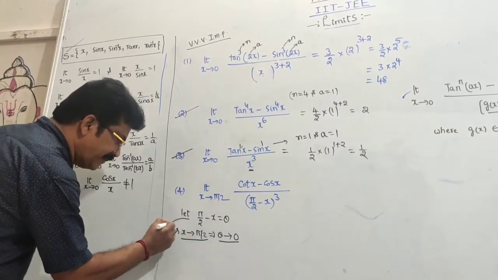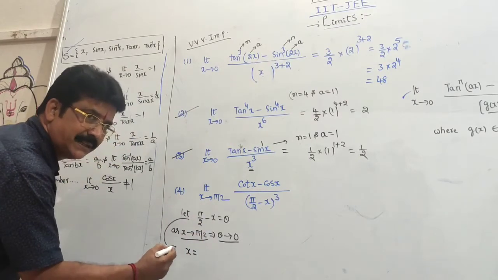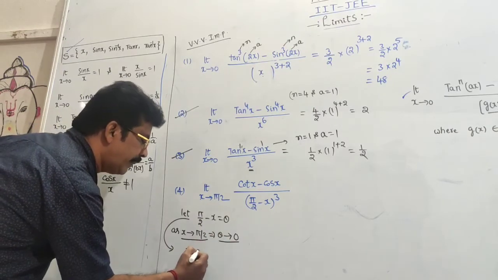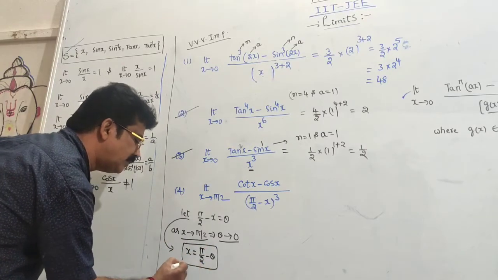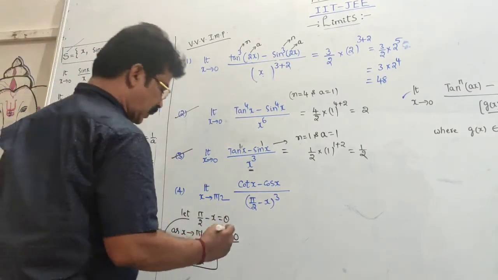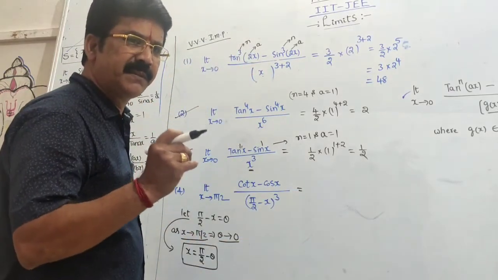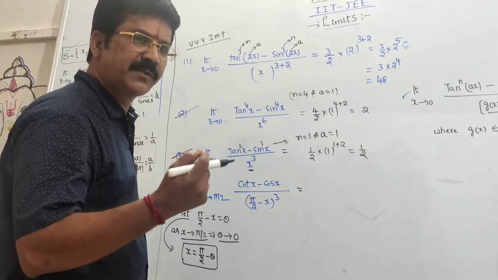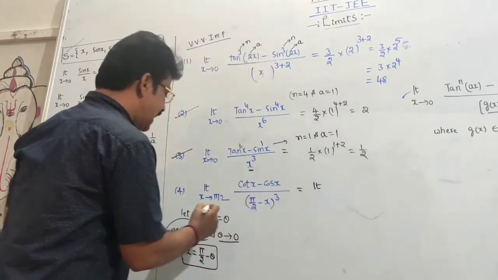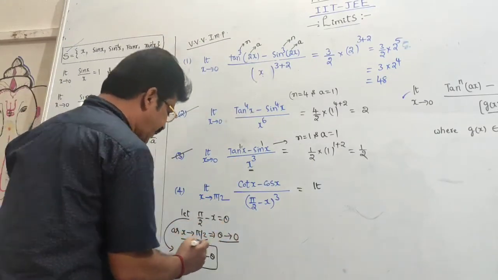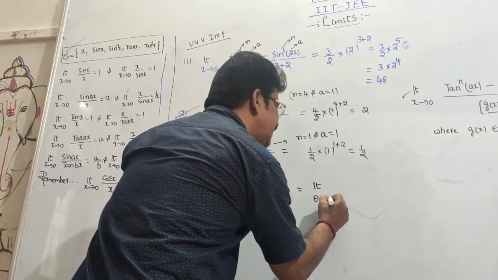Right. Next, from this equation, what is x? We shall write x as the subject. x equals pi by 2 minus theta. So the given function, which is in terms of x, is going to be expressed in terms of theta alone. So the limit as x tends to pi by 2 means theta tends to 0. Instead of x tends to pi by 2, we can write theta tends to 0, because both are equivalent statements.